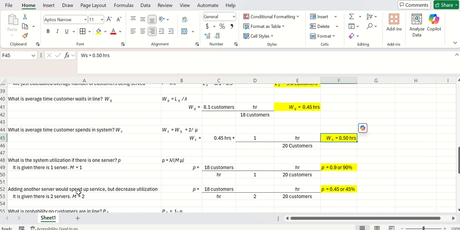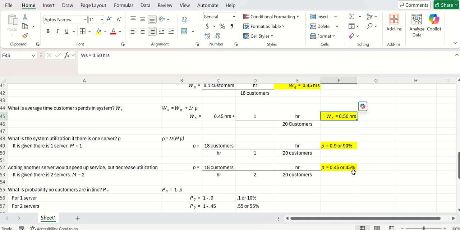Now we could go ahead and increase the number of servers. If we bump it up to 2 servers, what does that do to our utilization? Now we're going to have 18 customers per hour divided by 2, times mu. So we're only going to have 45% of the time that each one of these servers is actually being used, okay? So from an owner's perspective, we're going to have somebody being paid to just stand there 55% of the time, because 45% of the time they will be busy.